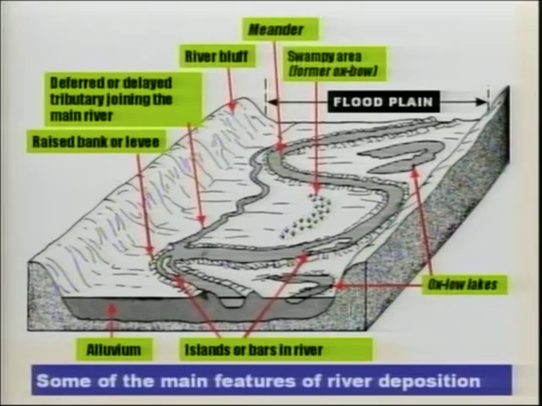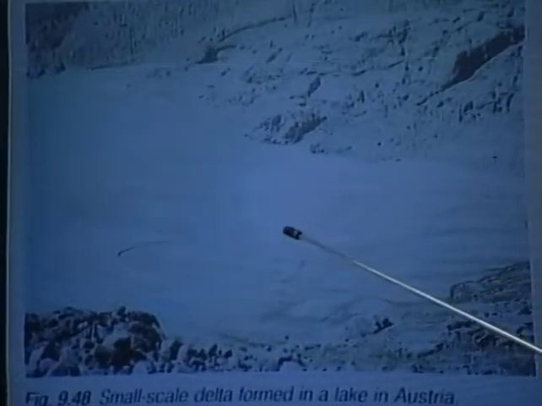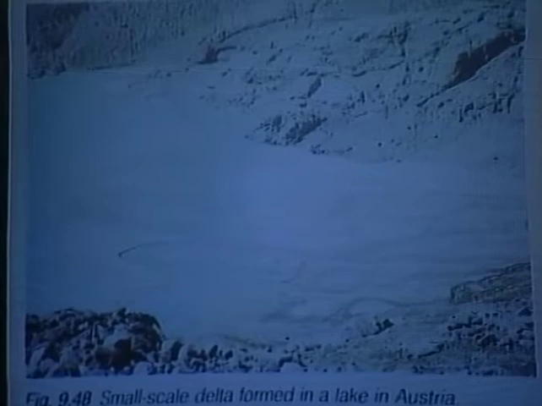Okay, let's look at some of the pictures or photographs now put together to show some of those features. As I have mentioned, I am not going to explain those features simply because you have been given the task to explain them. Okay, from this particular photograph, you can see a small-scale delta which is formed in a lake in Austria. So a delta is also a depositional feature. Here we are looking at a deposition of sediments, mainly at the mouth of this particular river.